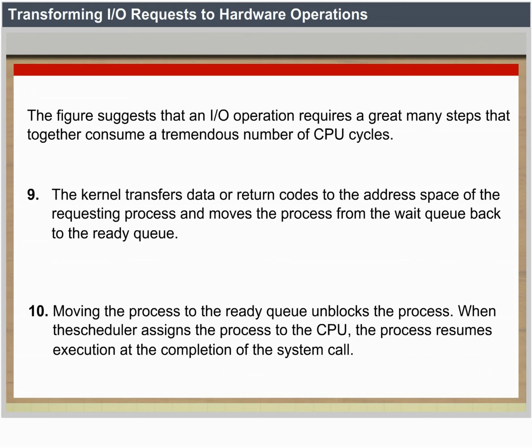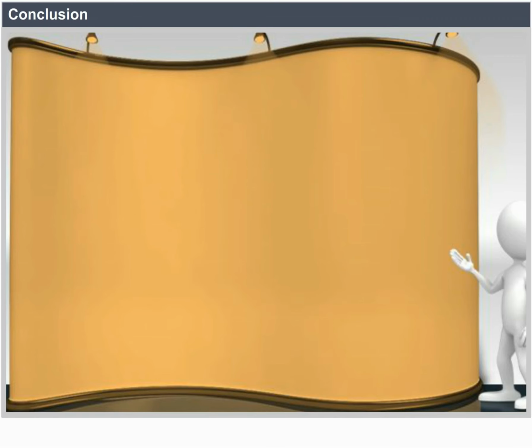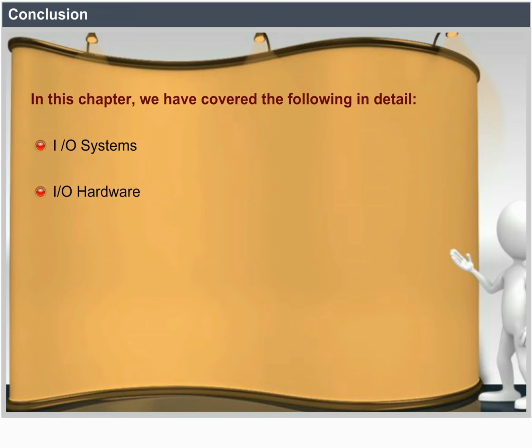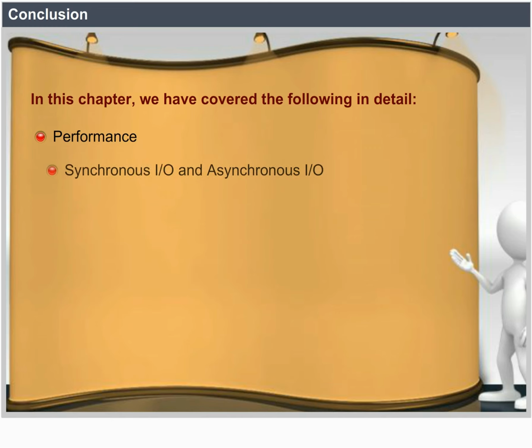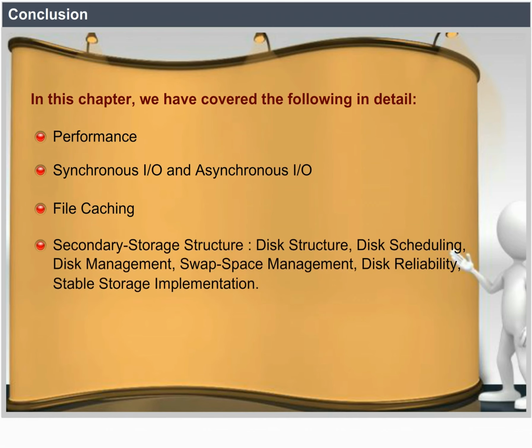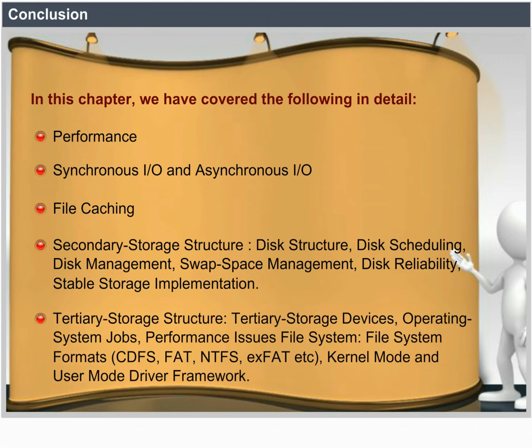Conclusion. In this chapter, we have covered the following in detail: input-output systems, input-output hardware, application input-output interface, kernel input-output subsystem, transforming input-output requests to hardware operations, performance, synchronous input-output and asynchronous input-output, file caching, secondary storage structure, disk scheduling, disk management, swap space management, disk reliability, stable storage implementation, tertiary storage structure, tertiary storage devices, operating system jobs, performance issues, file system formats, CDFS, FAT, NTFS, exFAT, etc., kernel mode and user mode driver framework.